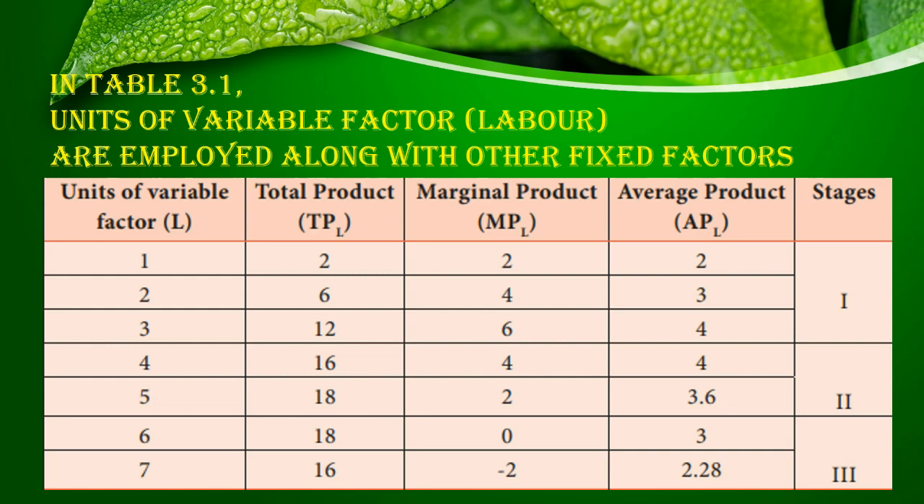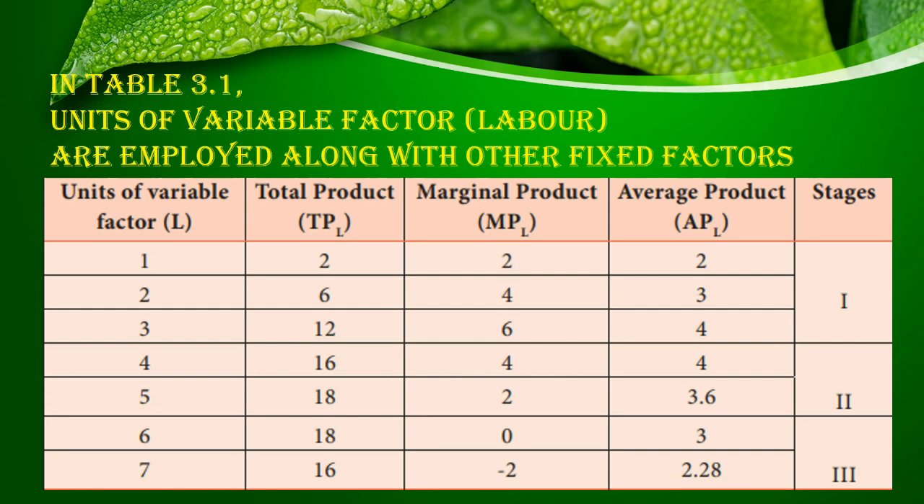16 by 7 is 2.28. Now, accumulating all the 3 products, the stages are being calculated. At the beginning, it increases at an increasing rate, which is called the first stage, and remains constant in the second stage, and in the third stage it becomes negative, reaches 0 and becomes negative. So all these 3 stages explain the schedule for the law of variable proportion.